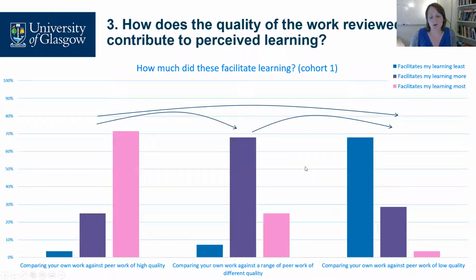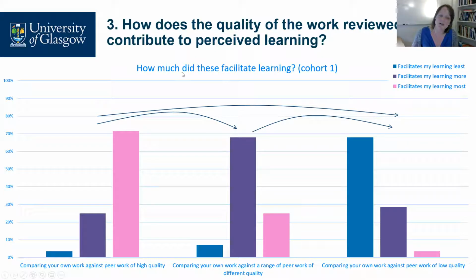Now we're moving to research question 3. We're thinking about how the quality of the work that's reviewed contributes to perceived learning. If you remember, students were reviewing an exemplar, which was of good quality, and 2 papers from their peers, which therefore were of variable quality. Might have been good for some and not for others, or a mix for some students.